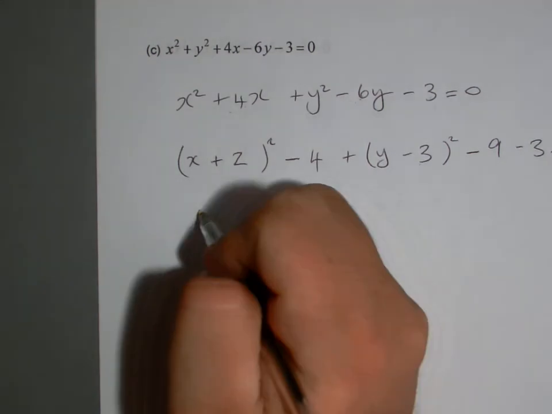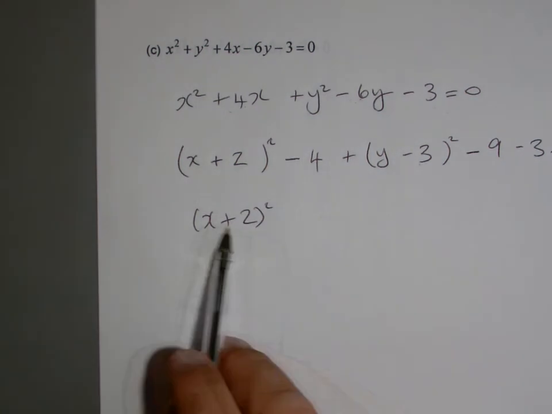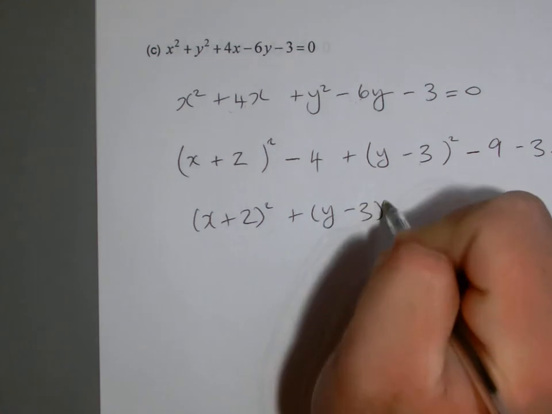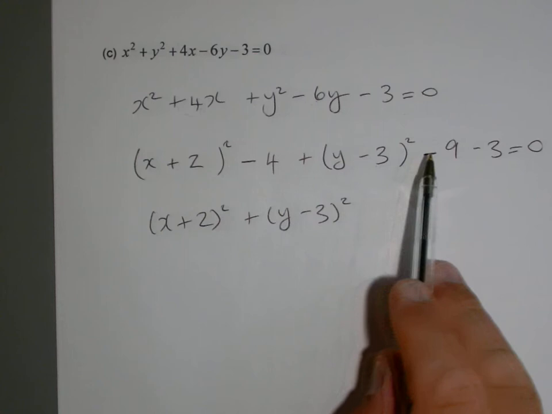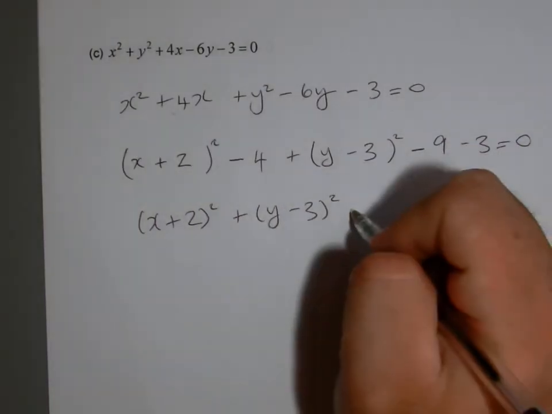So you end up with x plus 2 all squared. So we've got that bracket. Then let's do the other bracket: y take away 3 all squared. And then the numbers: negative 4, take away 4, take away 9, take away 3. That will be take away 16, won't it?